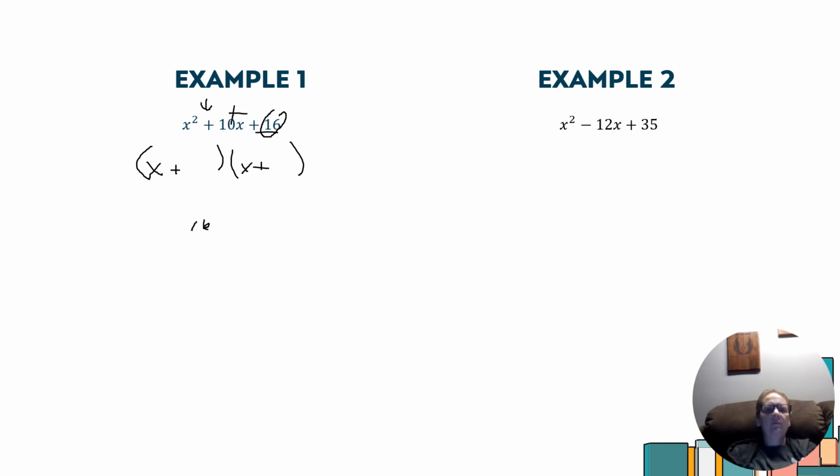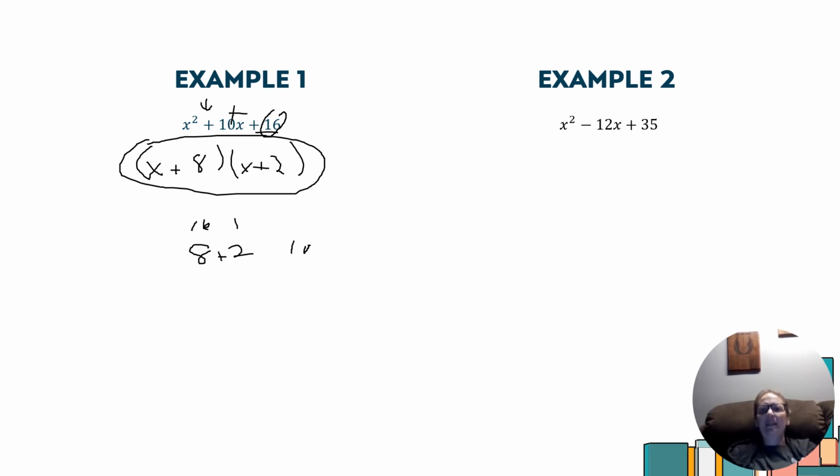16 and 1, 8 and 2. 8 and 2 add to 10. If you add those together, you get 10. So my factors are positive 8 and positive 2. It does not matter what order you write that in. So it could be x plus 2, x plus 8. It does not matter. And that's literally all there is to it, is literally just memorizing these patterns.